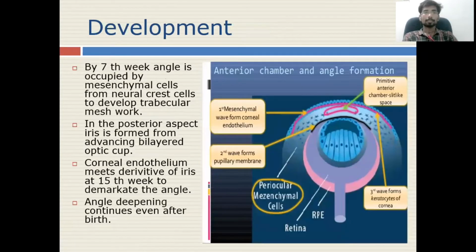Development: by the 7th week, the angle is occupied by mesenchymal cells that are developed from neural crest cells. These mesenchymal cells will form the trabecular meshwork. In the posterior aspect, the iris is advancing from the bilayer optic cup. So the corneal endothelium and iris will meet at 15 weeks to demarcate the angle, and angle deepening occurs even after birth.